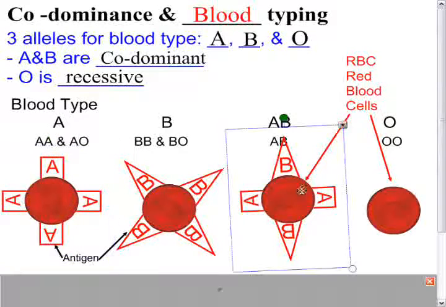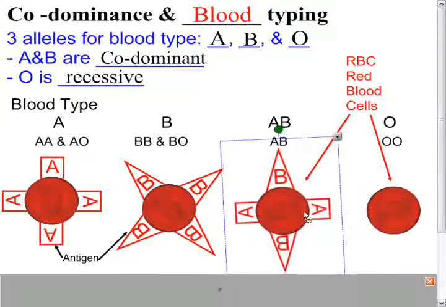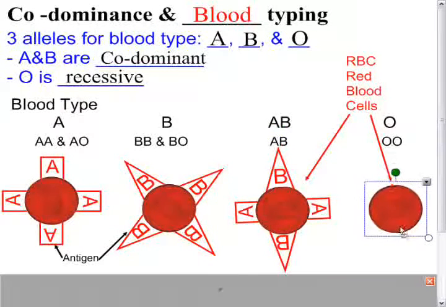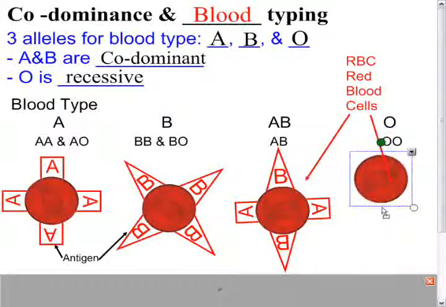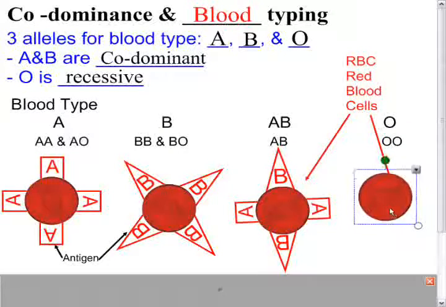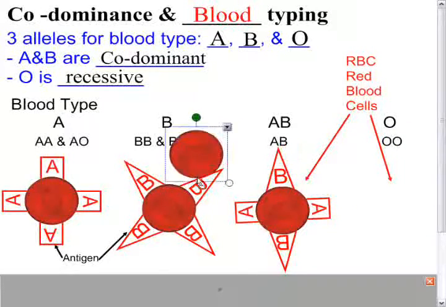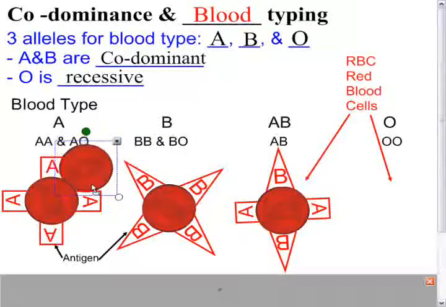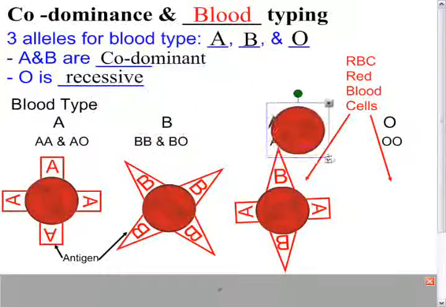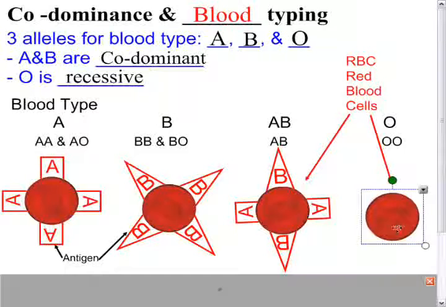This is why type AB is often known as a universal acceptor. It can take all types of blood. Now, type O is the universal donor. Without any antigens on the outside, you can give type O to AB, to type B, and to type A. There's no antigens to interfere with the process.